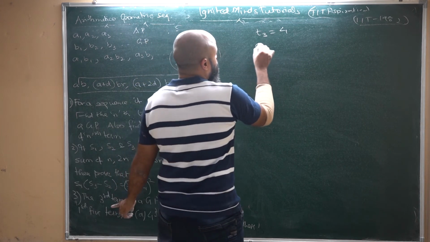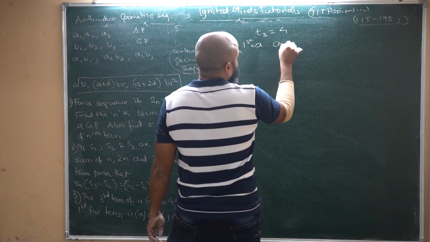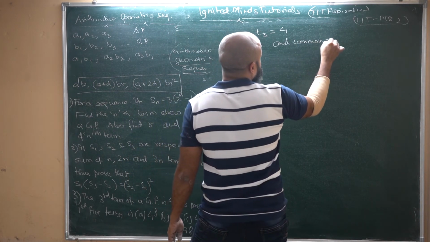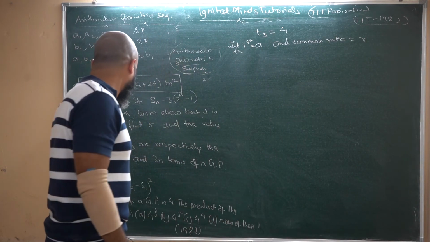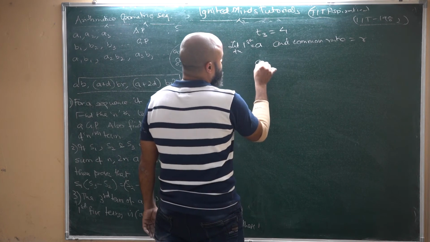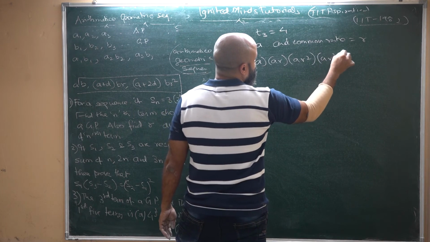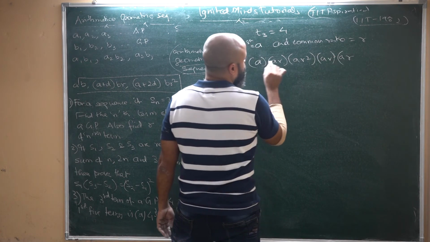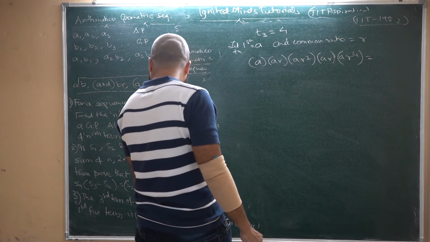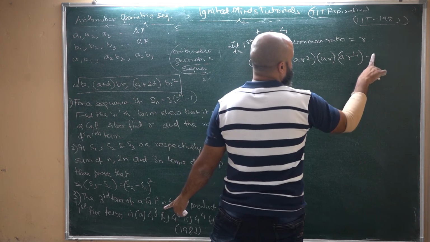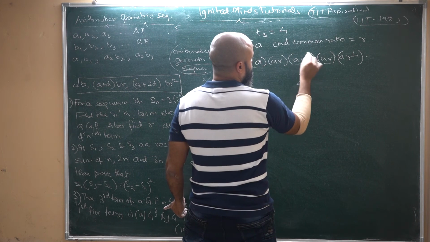So let the first term be A and common ratio be R. So we have here the product of first 5 terms. First 5 terms will be A into AR into AR^2 into AR^3 into AR^4. This is equal to, the third term of a GP is 4. We know that AR^2 is 4.